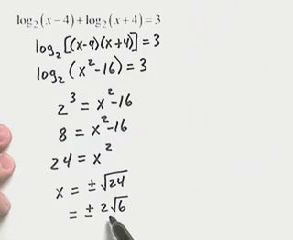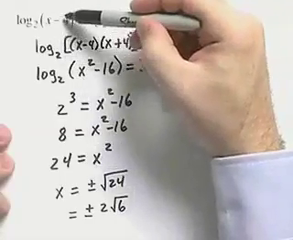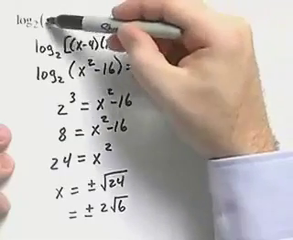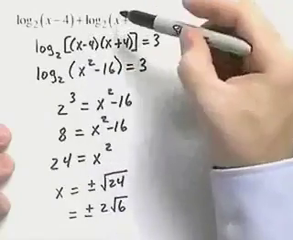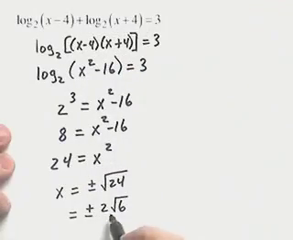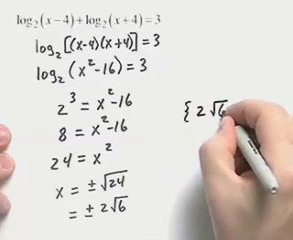If we look at the negative solution, again, we'd have a negative 4 point something. That's going to cause us a problem here in this first logarithm. It's also going to cause us a problem over here. Since we can't take the log of a negative, we can't use our negative solution. So the only solution is 2 root 6.